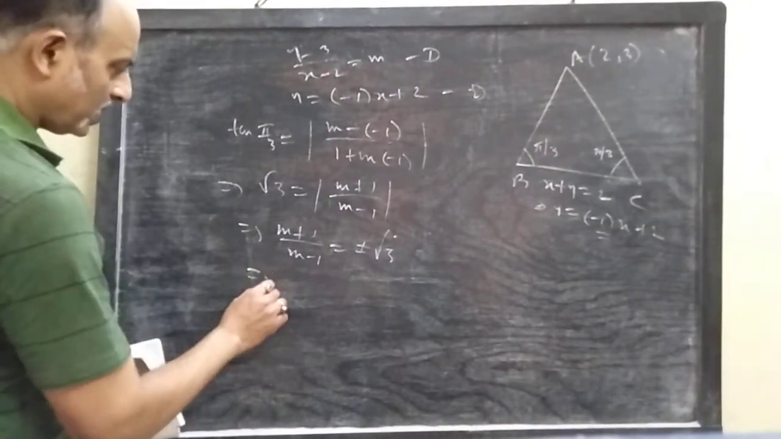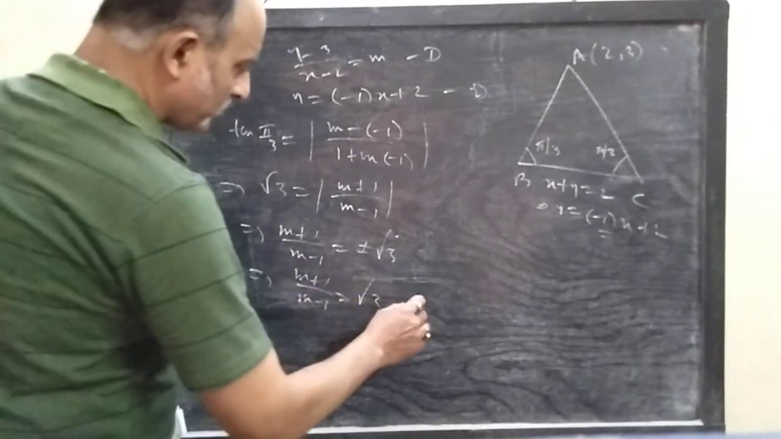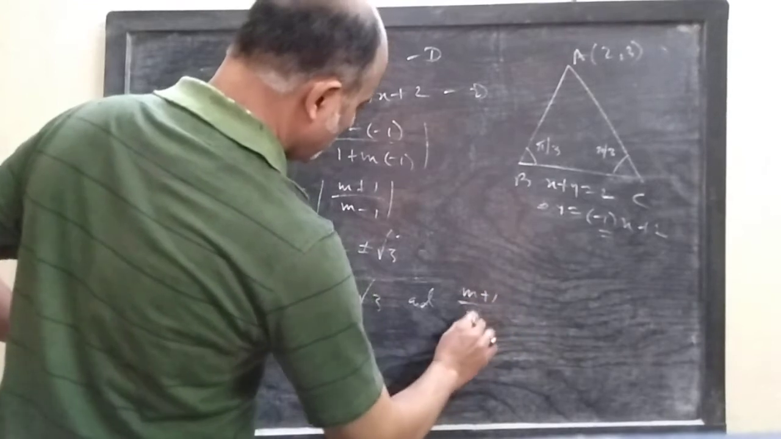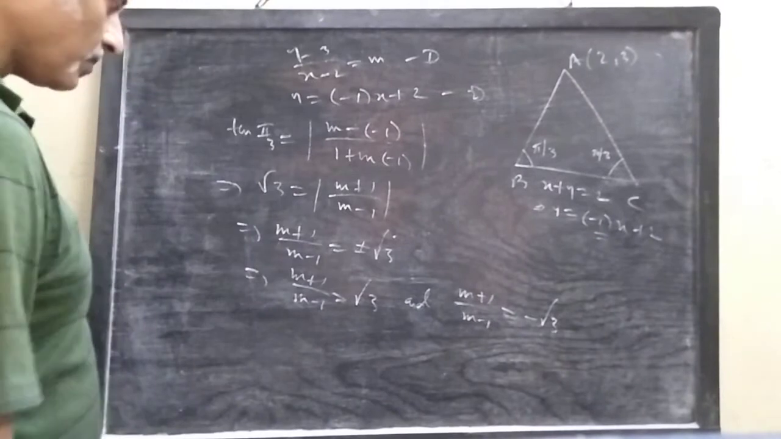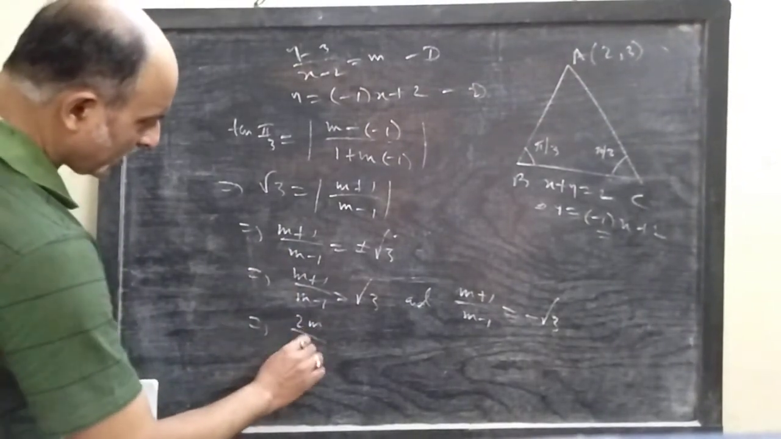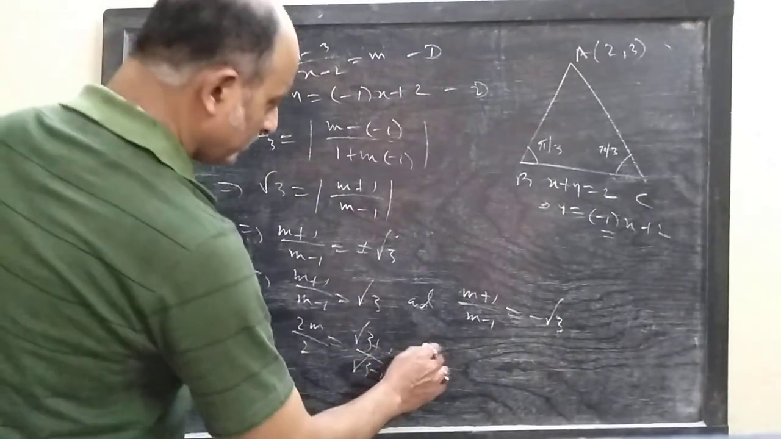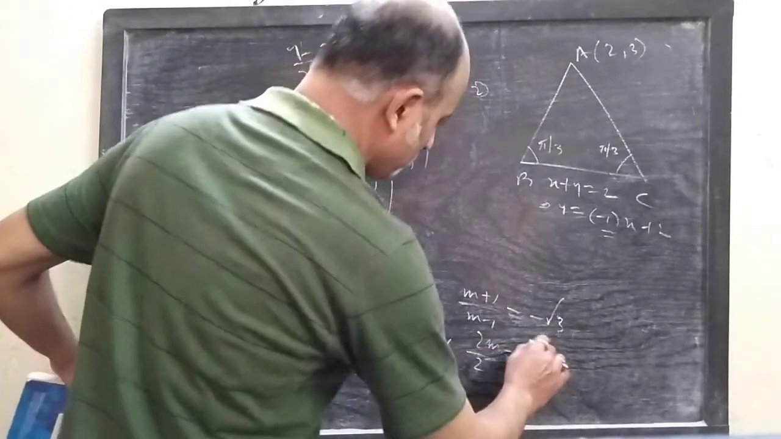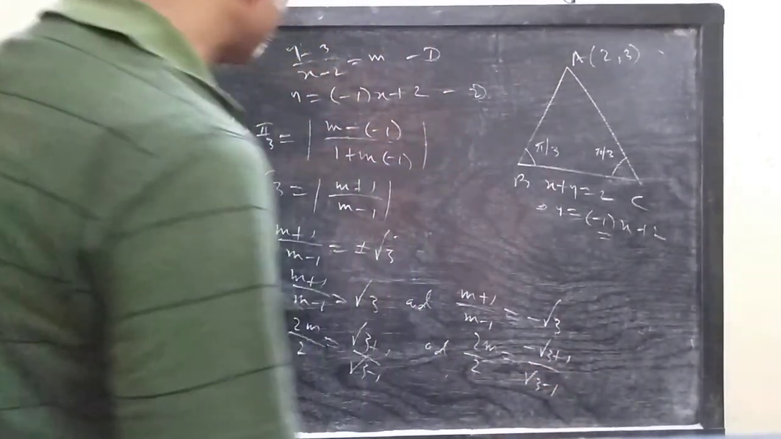So from this we get two equations. One is (m plus 1) by (m minus 1) equals root 3 and the other is (m plus 1) by (m minus 1) equals minus root 3. Now applying componendo and dividendo, we get 2m by 2 equals (root 3 plus 1) by (root 3 minus 1), and here we get 2m by 2 equals minus (root 3 plus 1) by (root 3 minus 1).